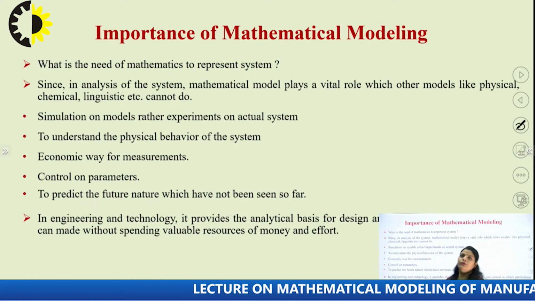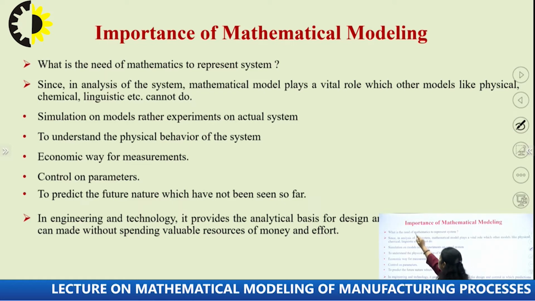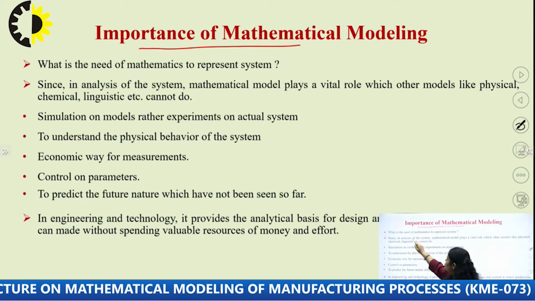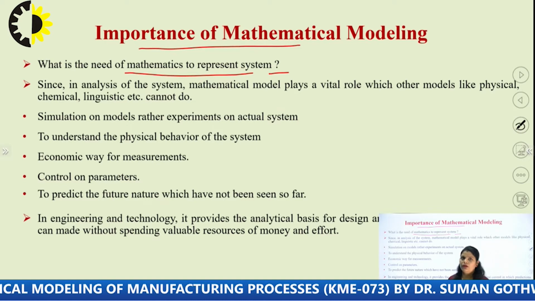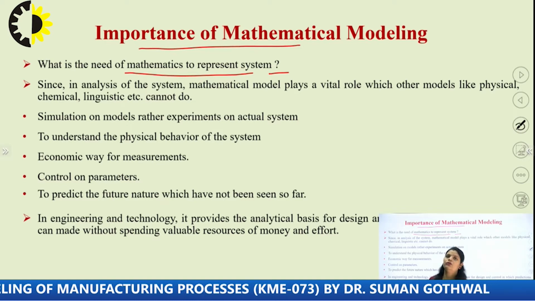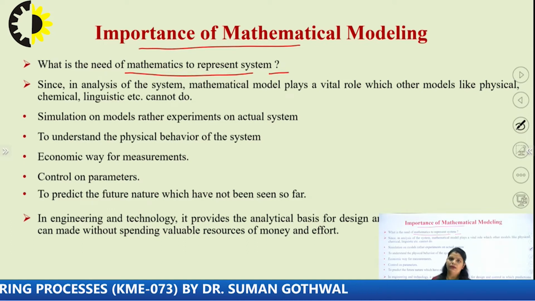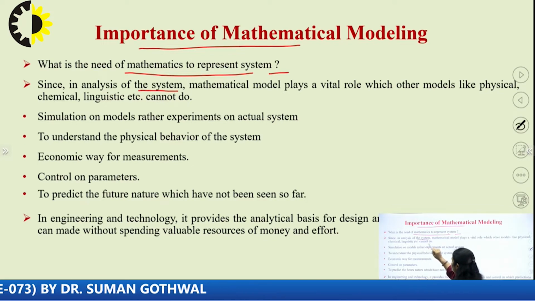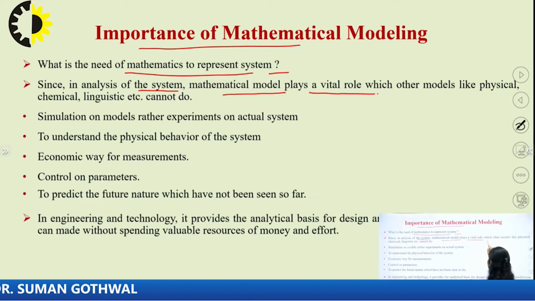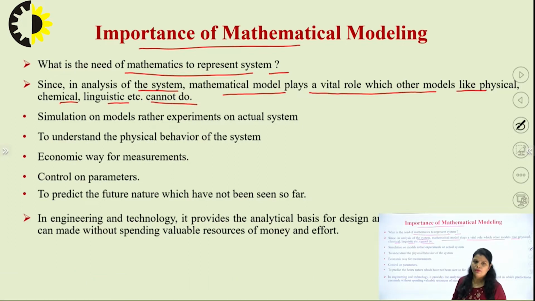Now, we come to the importance of a mathematical model. What is the need of mathematics to represent the system? The need is to establish the relationship between the different attributes, variables or factors. In analysis of the system, the mathematical model plays a vital role which other models like physical, chemical, linguistic, etc. cannot do.